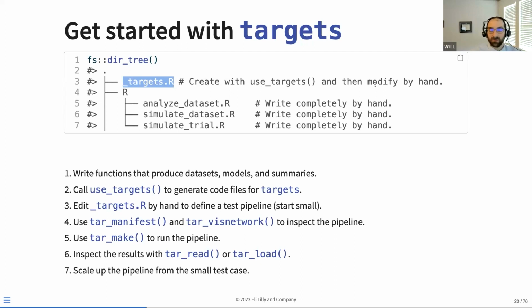This targets file, by the way, that I'm highlighting, is similar to a makefile. Targets is kind of like make for R. Don't worry if you don't know what make is. It's a low-level tool to compile C, C++, or Fortran programs. It's been around since the 70s. But if you happen to use make before, targets derives a lot of its operating philosophy and configuration from just the general concepts of make.